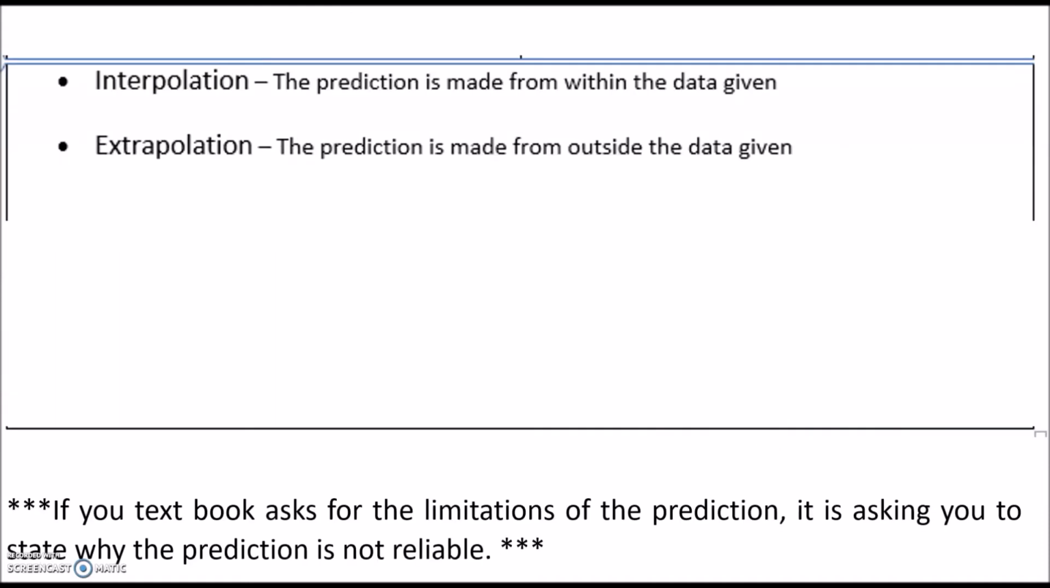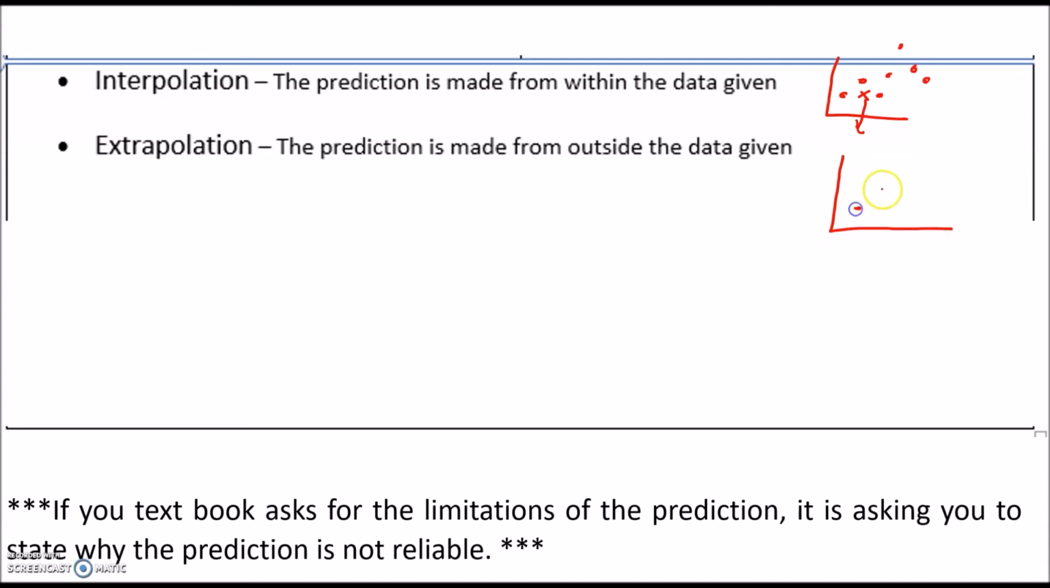Two words that you need to know, and these really should go in key terms that you must understand, is interpolation and extrapolation. Interpolation is taken from within the data given. So if you have got a scatterplot and you're trying to make a prediction for this point here, it's within the data. This is where our data starts, this is where it finishes. It's within that, it is interpolation.